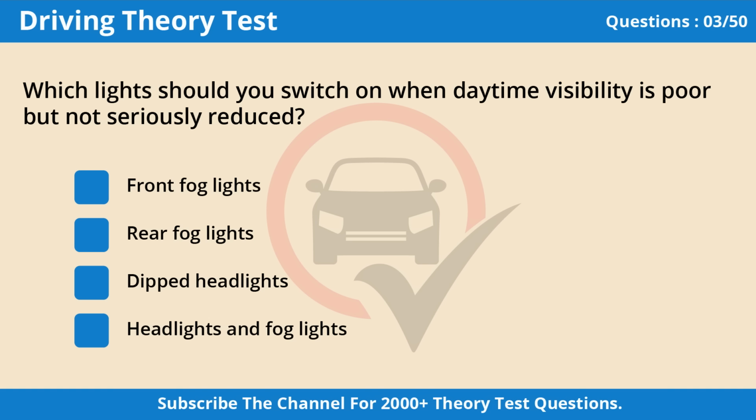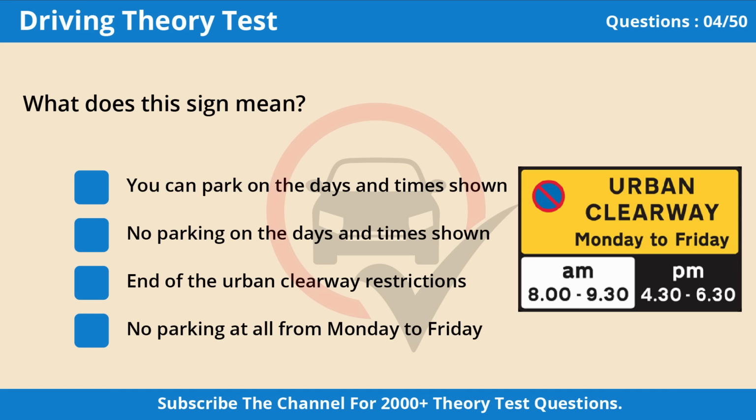Question 3. Which lights should you switch on when daytime visibility is poor but not seriously reduced? A. Front fog lights. B. Rear fog lights. C. Dipped headlights. D. Headlights and fog lights. The answer is C. Dipped headlights.